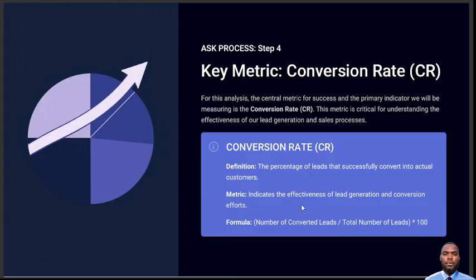This is the formula to calculate conversion rate: number of converted leads divided by total number of leads, times 100. That is your conversion rate. So you plug this into the formula. Your total converted leads was 10. Your total number of leads was 100. 10 divided by 100 is 0.1. Then multiply that by 100. That would be 10%.